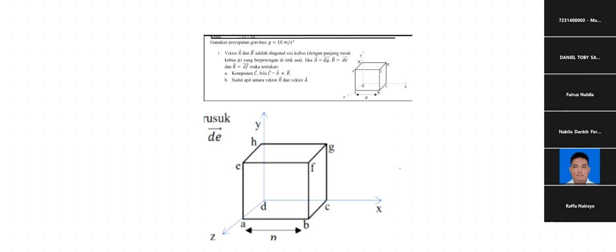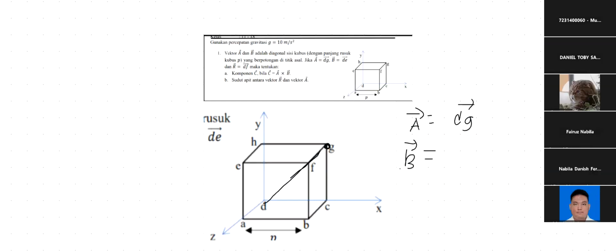Vectors A and B are the diagonals of this cube with lengths P. So we know that A is going from D to G. This is A. And B, that is E to E. So this is B. And R is D to F.